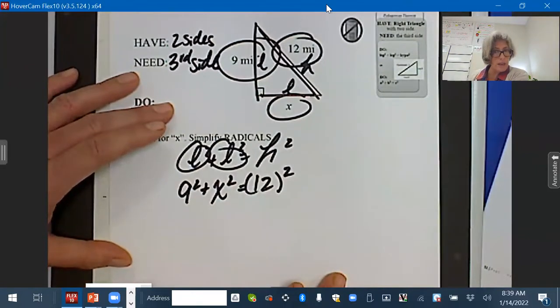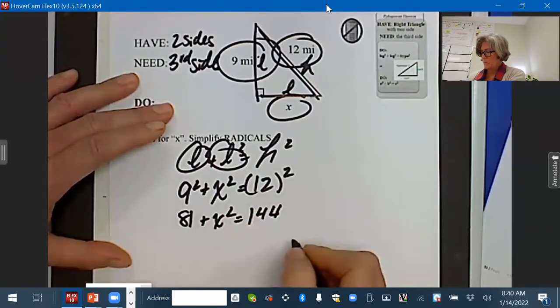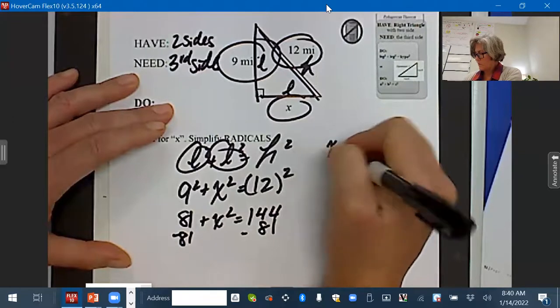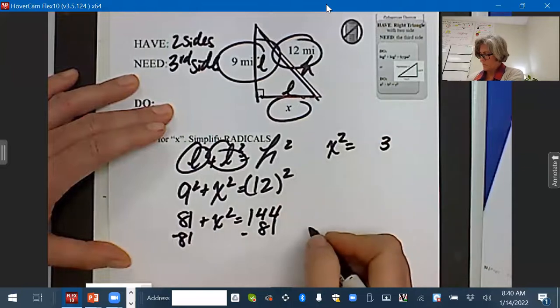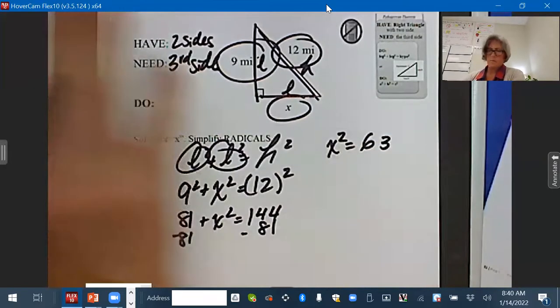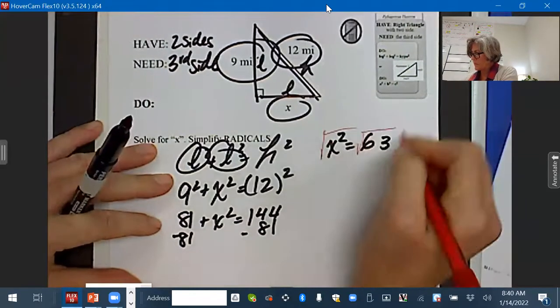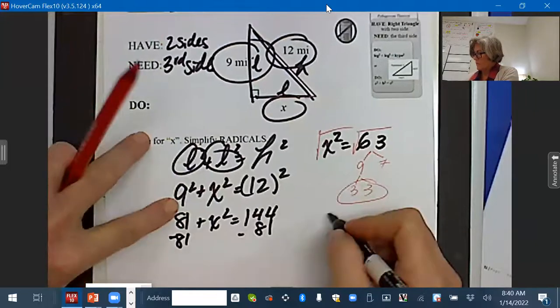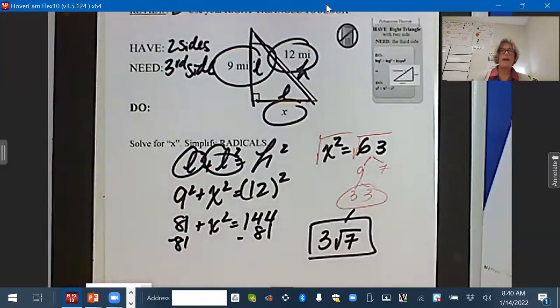Get in the habit of doing this without a calculator. The opposite of squaring is square rooting. (3√7). Have 2 sides, need a 3rd side, pythag.